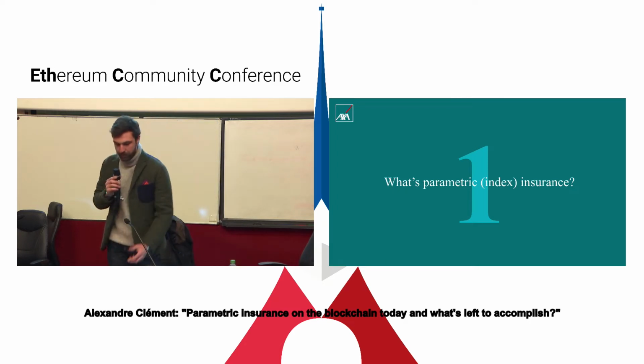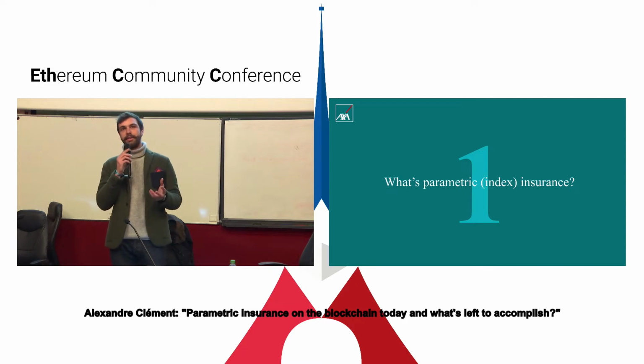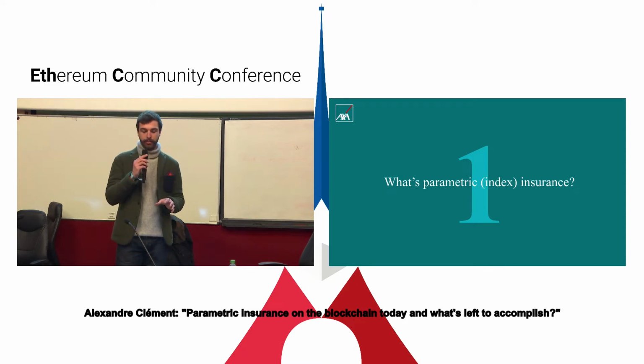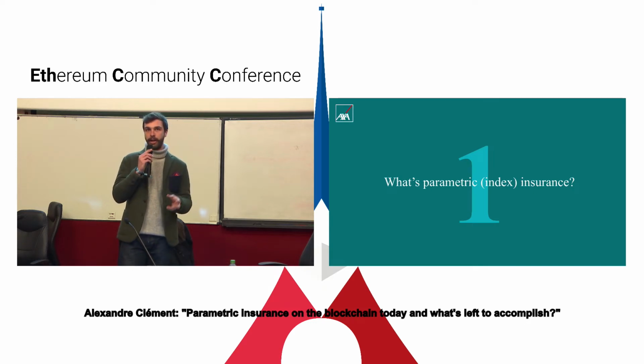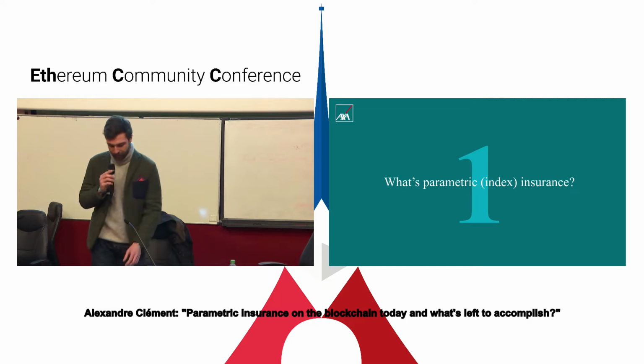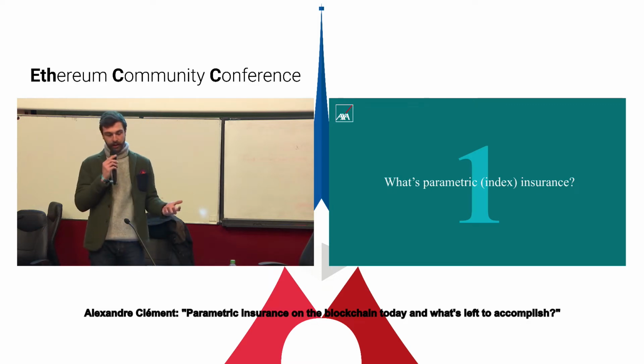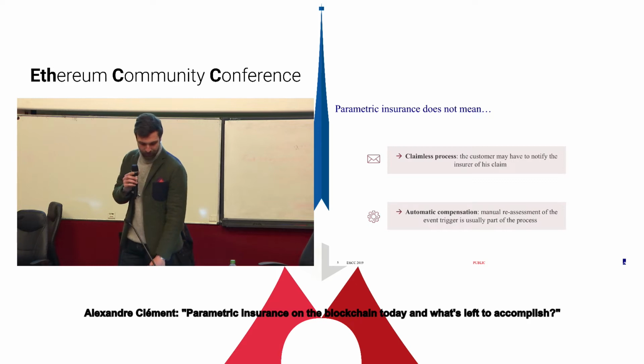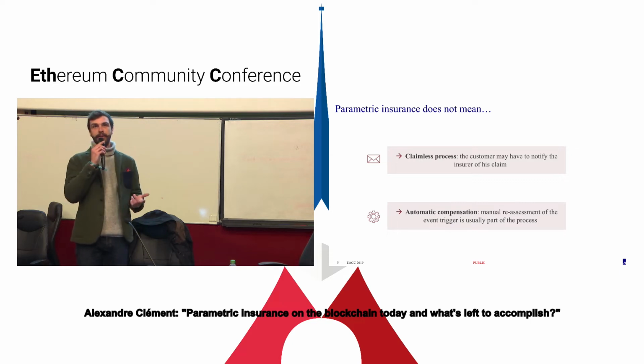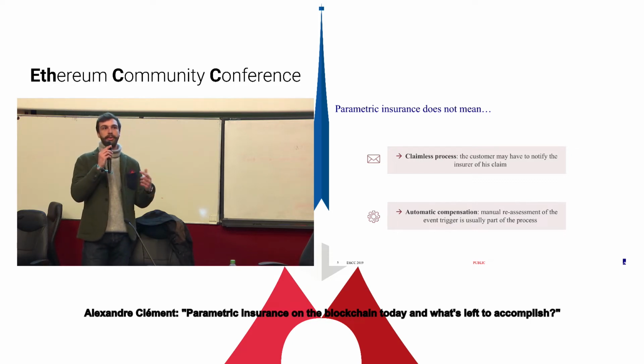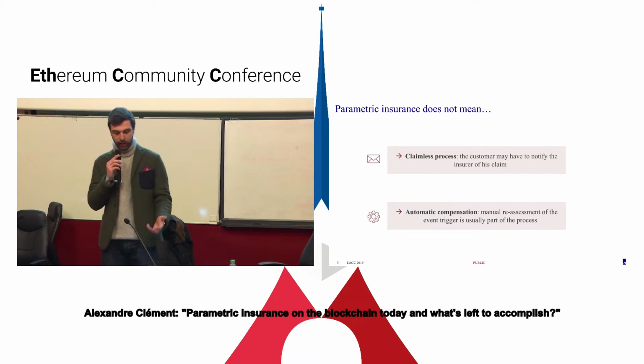So it seems quite easy like this, but it's actually quite hard to set up because it's directly dependent on the availability and accuracy of historical data for us to be able to modelize the risk, and also on the availability of live data. It doesn't mean, though, that the process is automatic and claimless. In most cases, the customer will still have to notify its loss and ask for its compensation.